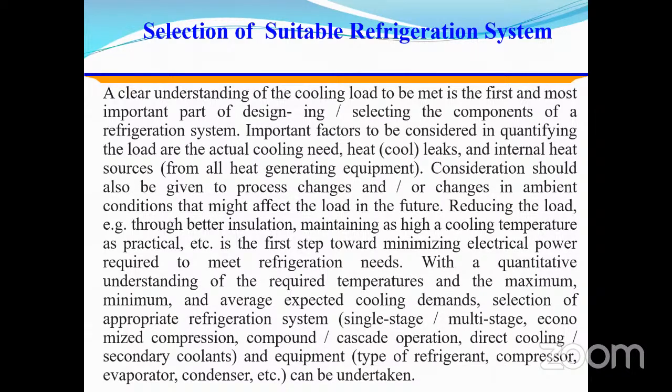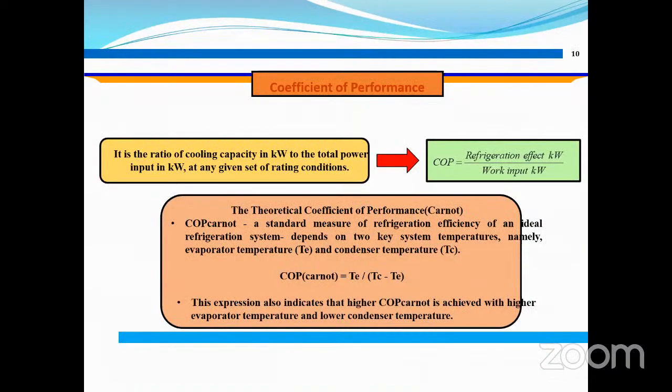Selection of the appropriate refrigeration system, that is single stage, multi-stage, economized compression, compound, cascade operation, direct cooling, secondary coolants, and equipment type, type of refrigerant, compressor, evaporator, condenser, etc., can be undertaken. See, these are all the various factors while choosing the refrigeration system or air conditioning plant for the particular application, whether it is building or industrial applications.